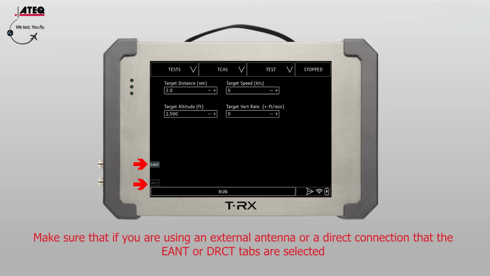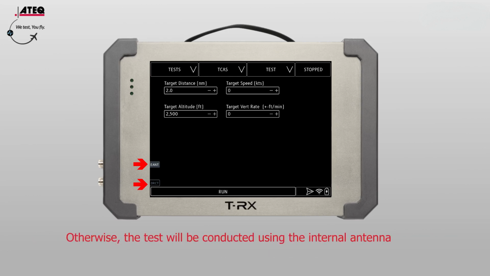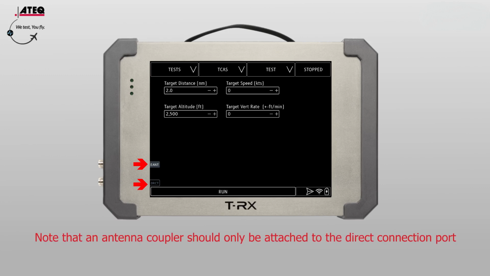Make sure that if you are using an external antenna or a direct connection that the EANT or DRCT tabs are selected. Otherwise, the test will be conducted using the internal antenna. Note that an antenna coupler should only be attached to the direct connection port.